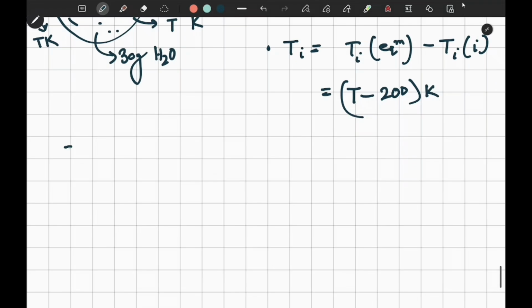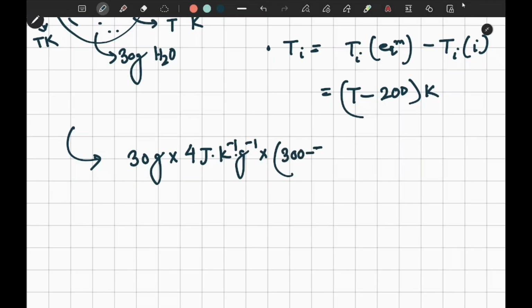So these things are now known to us, and by knowing this, we can rewrite the equation. Then it will be MW, which is known, 30 gram of water. You know the specific heat capacity of liquid water, which is 4 joule per Kelvin per gram. And the temperature is also known, 300 minus T Kelvin. So this is our left hand side. This is totally known to us. What will be the right hand side? It will be 5 gram, obviously.